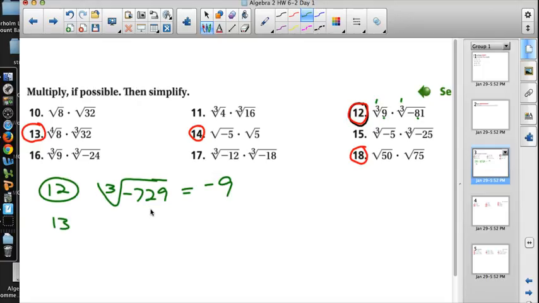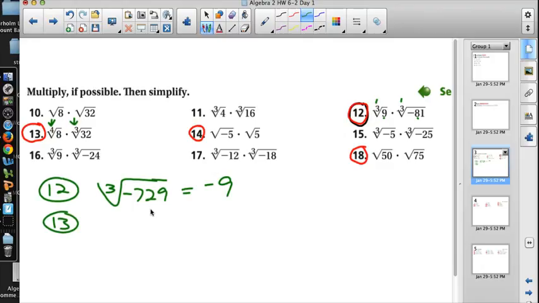Number 13, again, before you start to do any multiplication, you check the indices. That's the plural for an index there. And we have a 4 and a 3. Not going to happen with this one. We can't do those. If the index does not match for each one of those radicals, we can't put them together. We cannot multiply them.